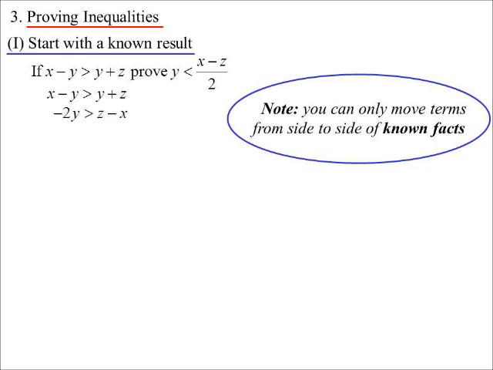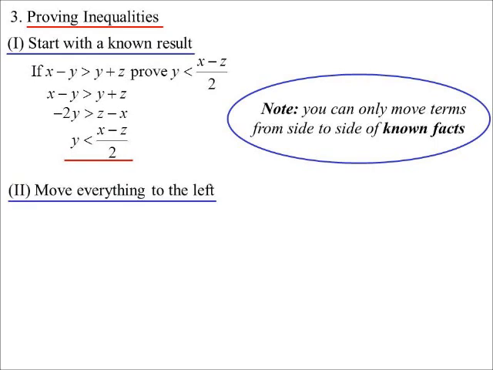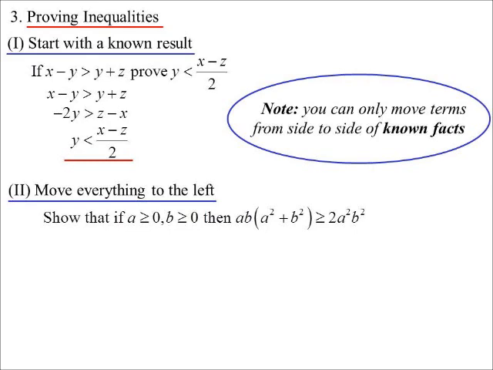So minus 2y is greater than z minus x, and bang, make y the subject, it drops out quite nicely. So that's the idea of starting with something you know to be true, and then you can manipulate that to show the result that you want. The idea I was talking about before, where we'll move everything to the left and show it's always positive or negative.